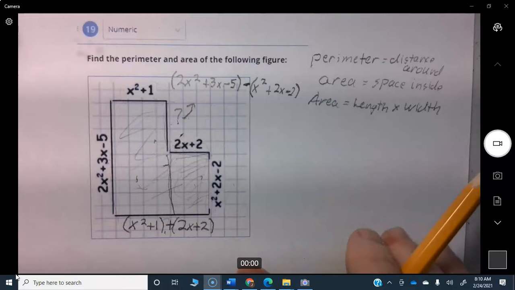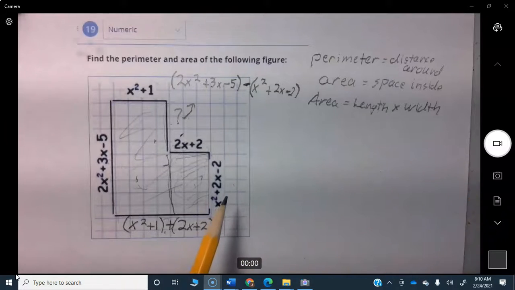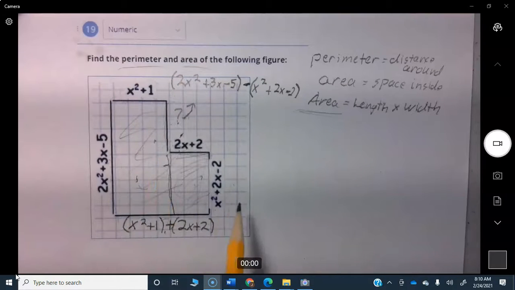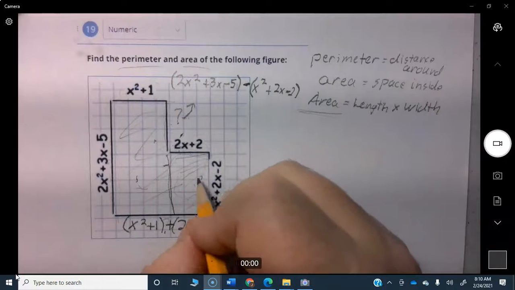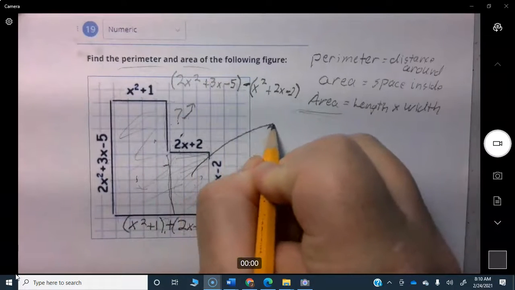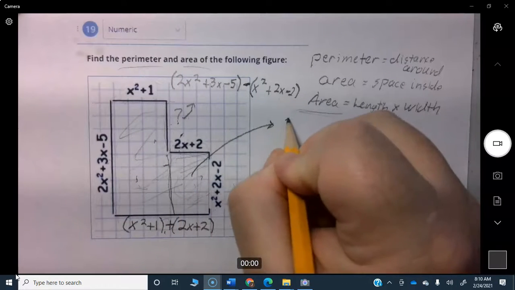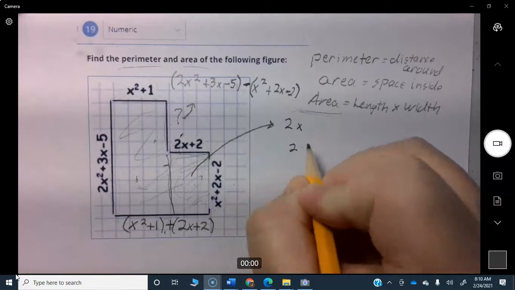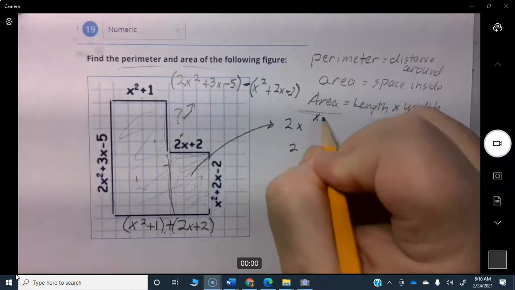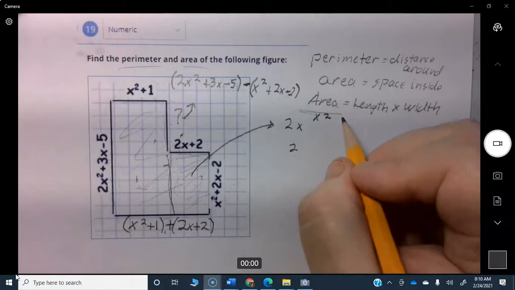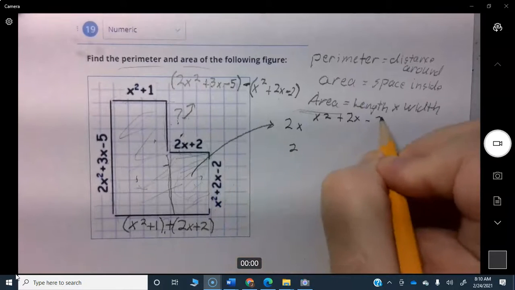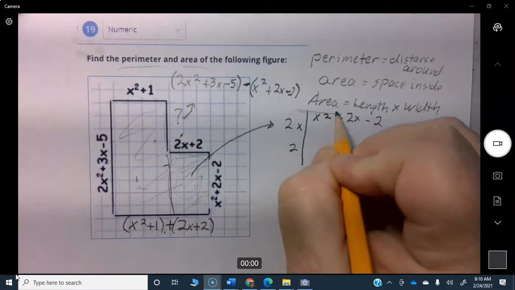Okay, so this is going to take a little work. So let's start with figuring out this area. We're going to do the area part of it first. It wants both perimeter and area. So for this, I'm going to come over here. It's going to be 2x plus 2, and then up here, I'm going to write x squared plus 2x minus 2. I'm making a grid. I should have told you that. And I'm just going to freehand these lines right here.